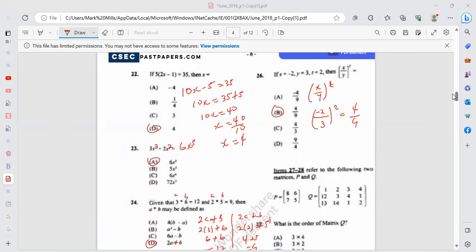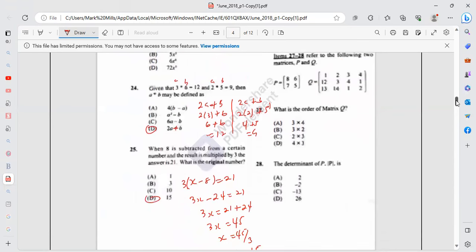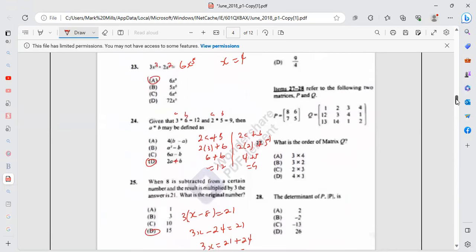All right, number 25. What is the order of the matrix Q? How many rows and columns do I have for the Q? How many rows and columns? 3 rows. So you have 3 rows, yes. How many columns? 4. So it will be 3 by 4. 3 rows, 4 columns. So the answer would have been A.